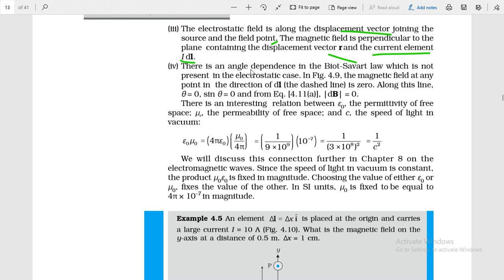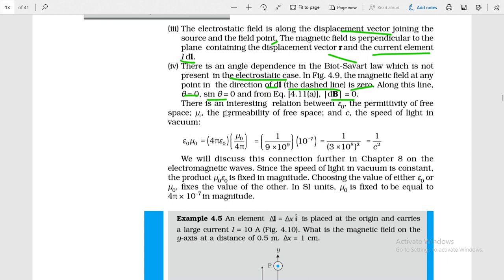Now there is an angle dependence in the Biot-Savart law which is not present in the electrostatic case. So this one is again a difference. In figure 4.9, the magnetic field at any point in the direction of dl, which you can see by the dashed line, is 0. Along this line theta is equal to 0, so sin theta is 0. It means the magnetic field dB is 0, its magnitude is 0.